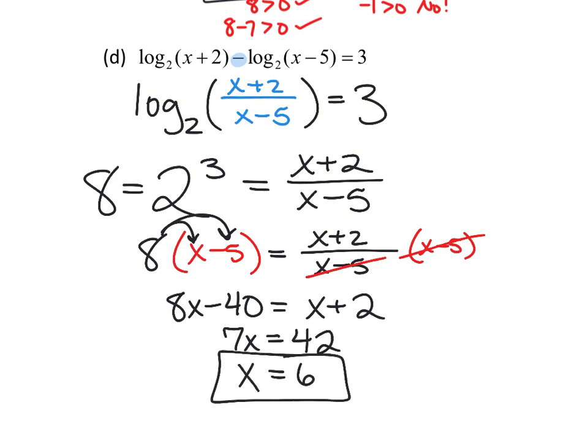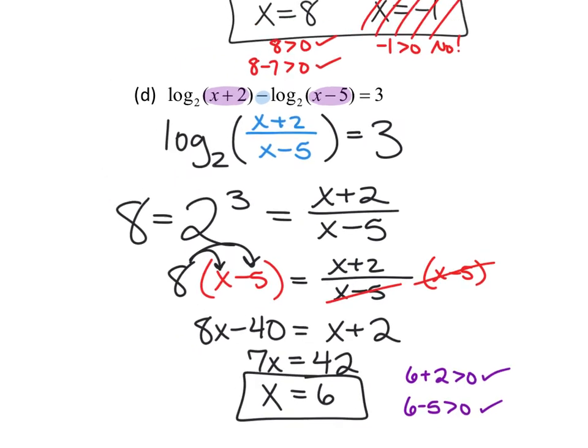Now, we think that's it, but remember, we have to check those original arguments. I'm going to highlight these arguments in purple this time. We're going to check both arguments to make sure that if we plug in a 6, we still have a value that's greater than 0. So we want to check and see if 6 plus 2 is greater than 0. Yes, it is. How about 6 minus 5? Is that greater than 0? Yes, it is. So we're good with leaving x equal to 6 as my solution here. It is not extraneous, but we always have to check.